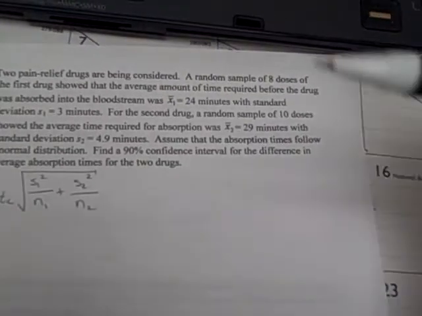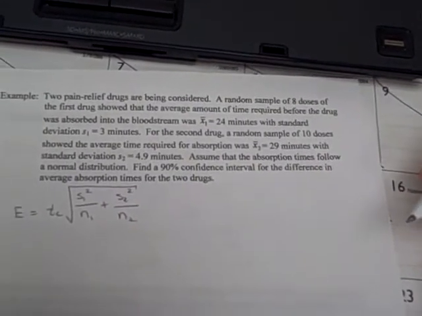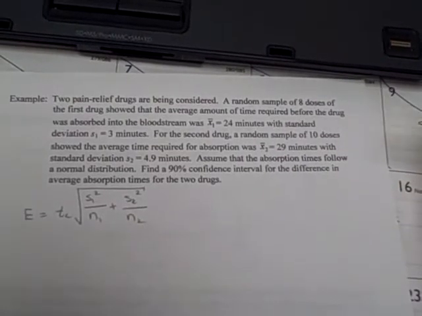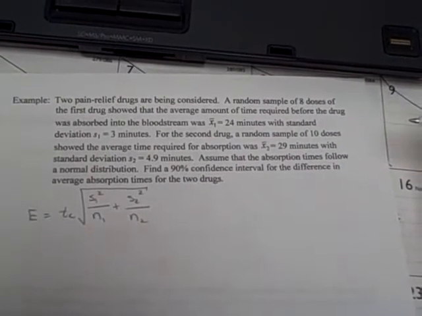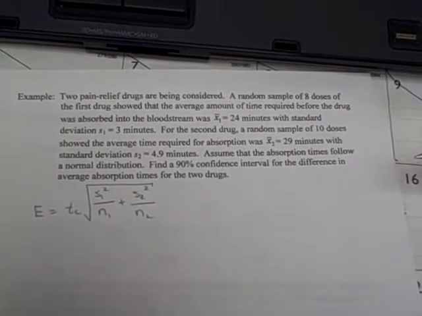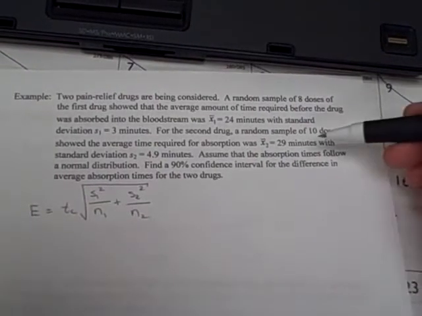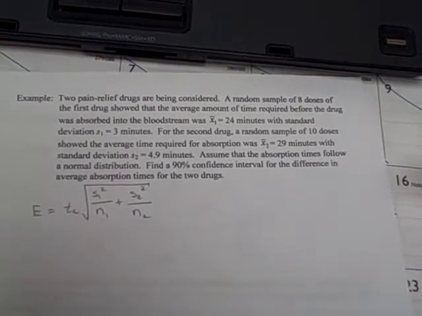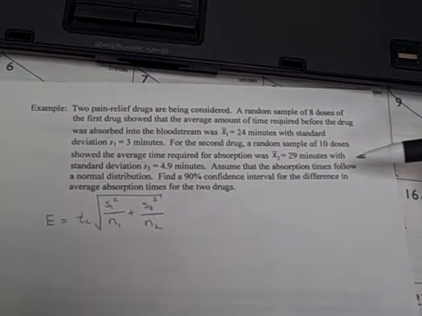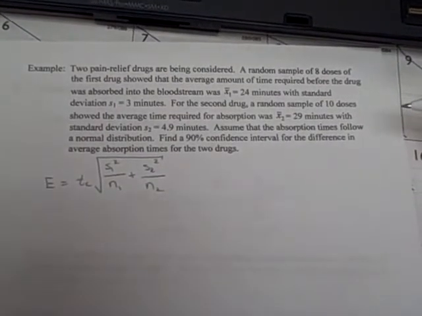Okay, last example for Chapter 8. Two pain relief drugs are being considered. A random sample of 8 doses of the first drug showed that the average amount of time required before the drug was absorbed into the bloodstream was x bar 1 equals 24 minutes, with standard deviation S1 equals 3 minutes. For the second drug, a random sample of 10 doses showed the average time required for absorption was x bar 2 equals 29 minutes, with standard deviation S2 equals 4.9 minutes.